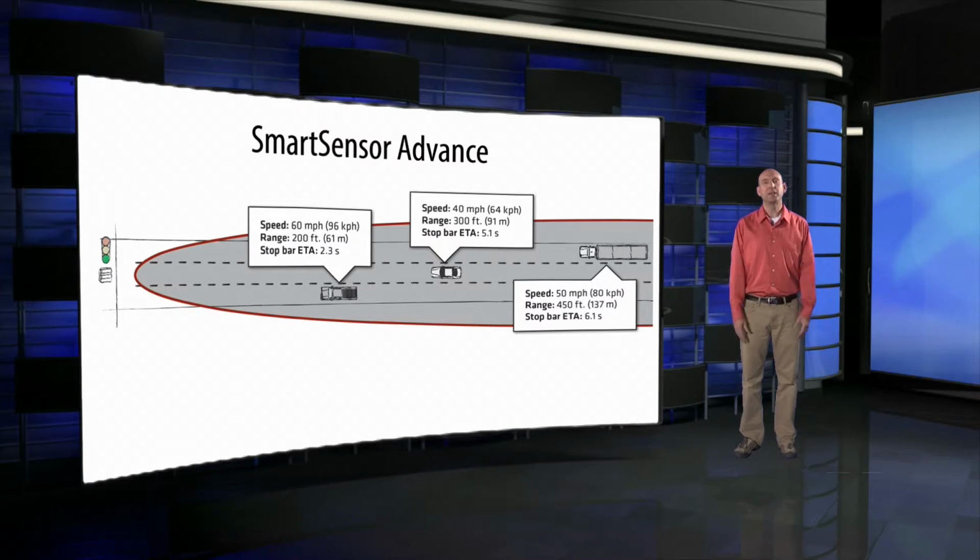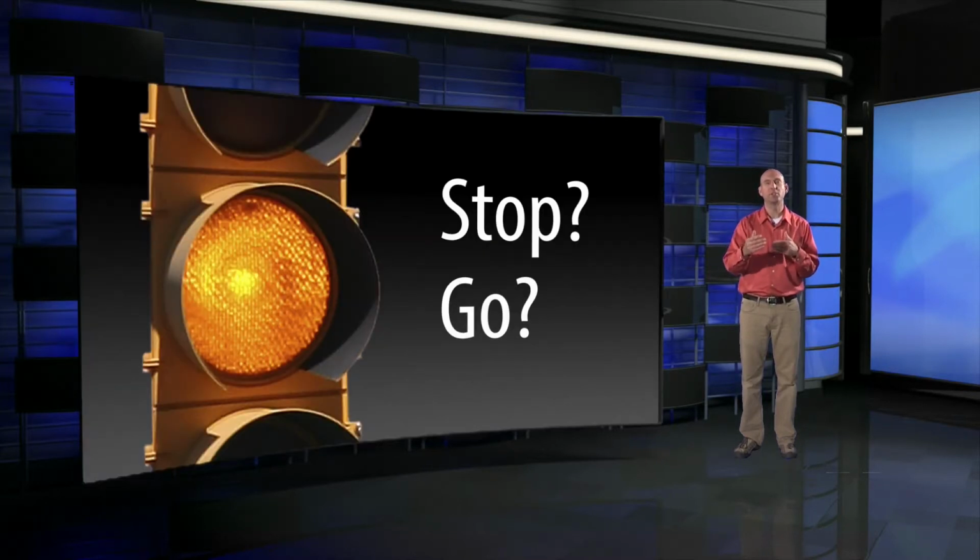This turns out to be a very useful metric for doing dilemma zone protection. The estimated time of arrival at the stop bar is a good predictor of if a driver will be caught in the dilemma zone, the dilemma of whether he should go through the intersection or stop at the stop bar when the light transitions from green to yellow. So by generating this metric and using it for its detection outputs, SmartSensor Advance is able to provide more efficient and much safer dilemma zone protection than the traditional ways of doing dilemma zone protection.